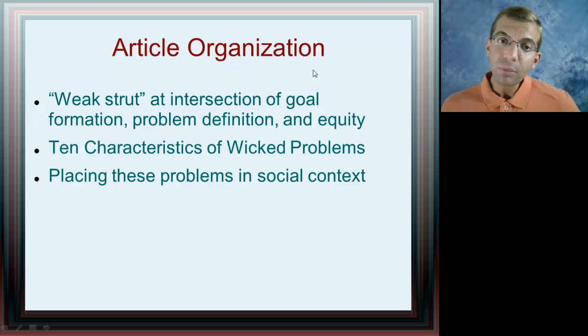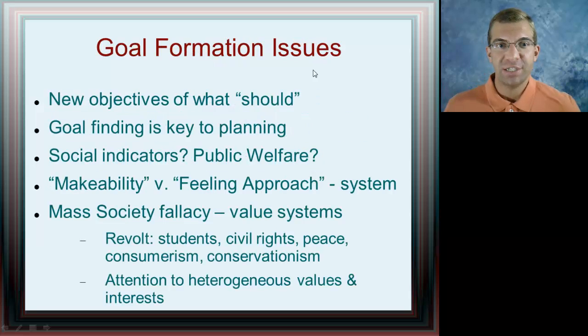The big goal formation issues that are discussed deal with the objectives of what should be happening. As opposed to how do we do this, it's what should we be doing. And they go through some specific examples of that. And with this, finding the goals becomes the key to planning. Well, what do we use to find these goals? Do we use social indicators? Do we care about birth rates, death rates, infant mortality? Are we looking at how fast it gets to work, for traffic? Or are we looking for some greater public welfare, how many choices people have?